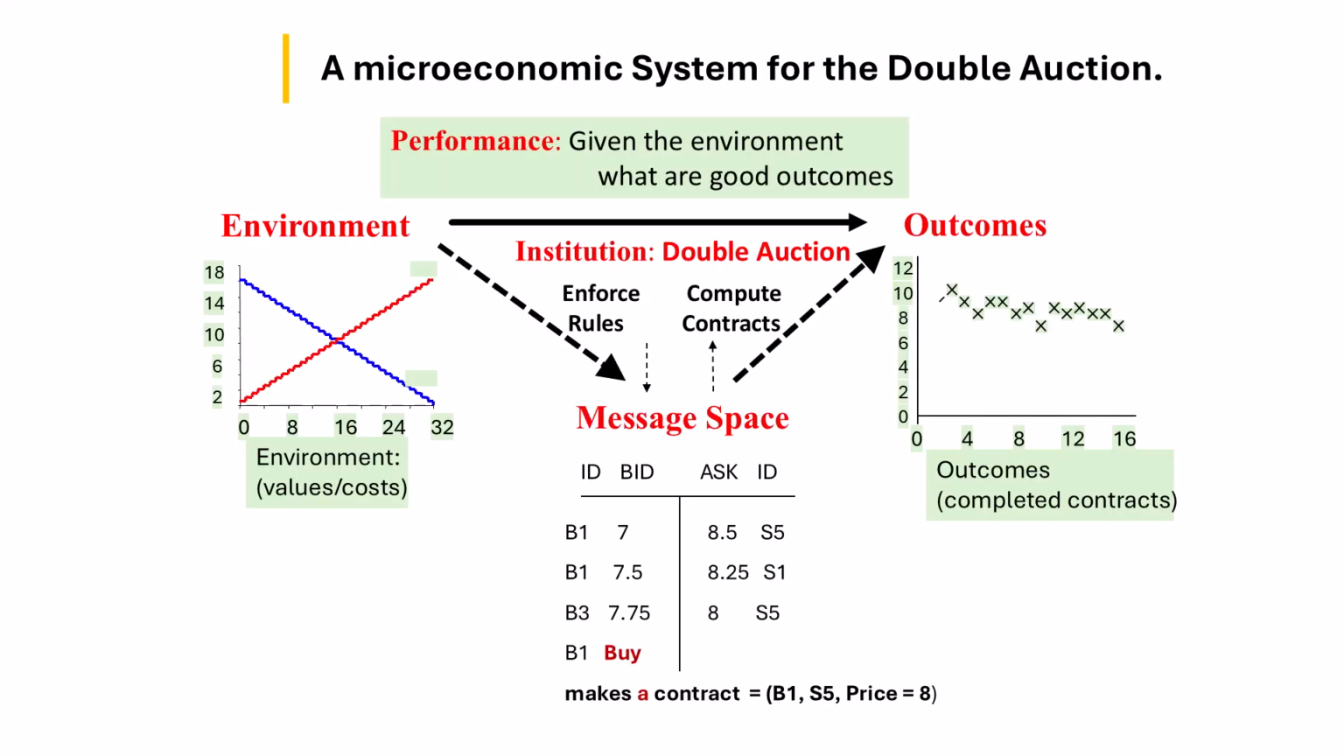We are now able to define a microeconomic system for a double auction market. It consists of a supply and demand environment and an institution which defines a state, has a message space, and produces contracts or trades. The behavior of the subjects is given by the messages they choose to send and the contracts that are then produced. The experimenter controls the environment, defines the institution, and then conducts experiments to observe the messages people send and the outcomes that are produced.